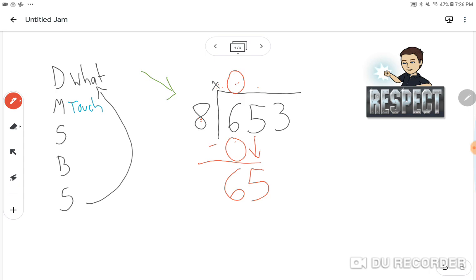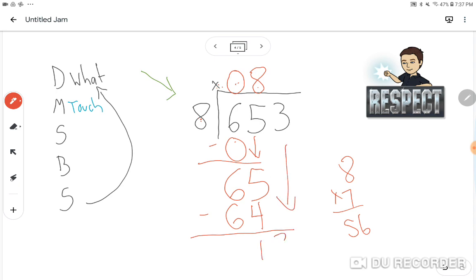6 times 8 was 48. 8 and 7. What's 8 and 7 again? Oh yeah, 5, 6, 7, 8. Nope, not that one. How about 8 and 8 fell on the floor. When they got up, they were, come on, you guys know it, 64. Subtract, get 1. Bring down your 3. Start over one more time. How many 8's are in 13? Only 1. Answer goes on top.